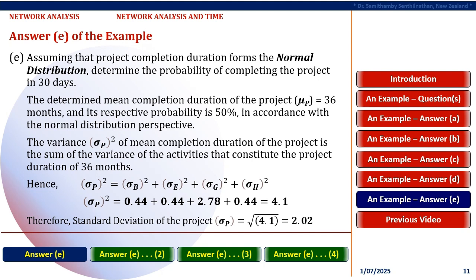The variance sigma p squared of mean completion duration of the project is the sum of the variance of the activities B, E, G, and H, that constitute the project duration of 36 months. Hence, sigma p squared equals the sum of sigma b squared, plus sigma e squared, plus sigma g squared, plus sigma h squared. This indicates sigma p squared equals 0.44 plus 0.44 plus 2.78 plus 0.44 is equal to 4.1. Therefore, standard deviation of the project sigma p equals the square root of 4.1 that results in 2.02.